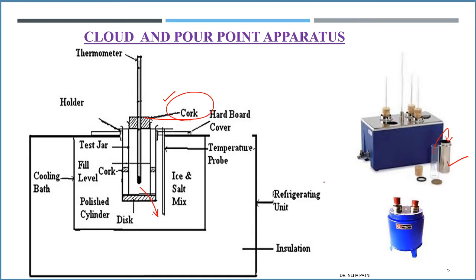Then there is a cork. So obviously there is a cork. You have to just put the cork on the tube so that the tube gets covered. And then obviously this one is a thermometer. You have to put the thermometer inside the oil because I want to note the temperature.